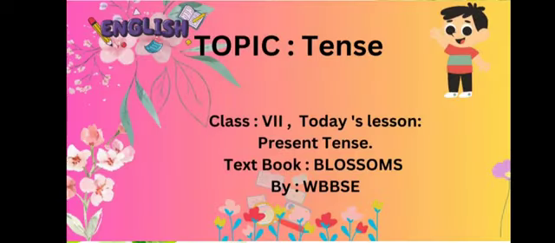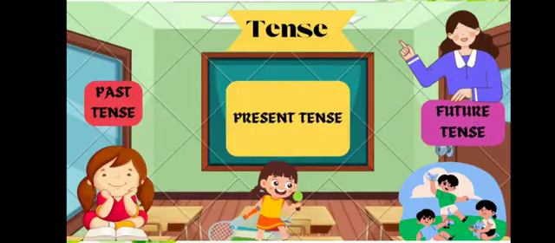Here our topic is tense, and it is from class 7. The book that I have chosen here is The Blossom, by the West Bengal Board of Secondary Education. Now we will get to know about tense.